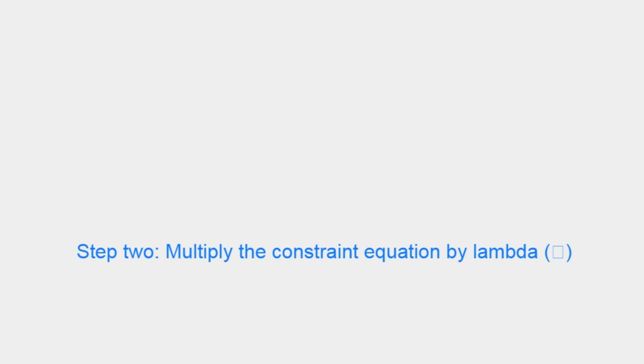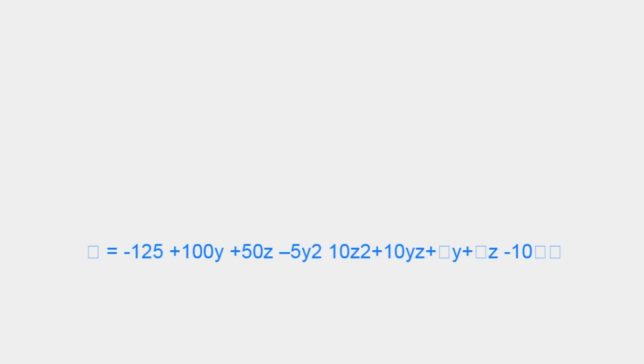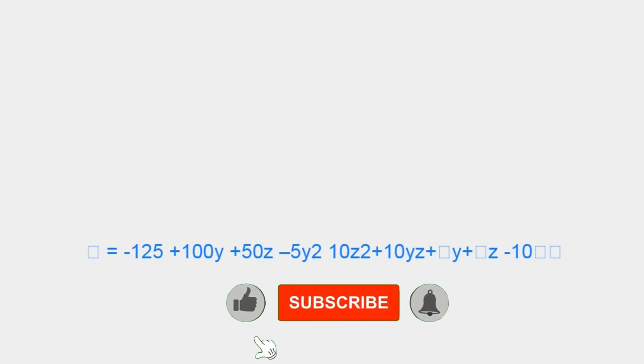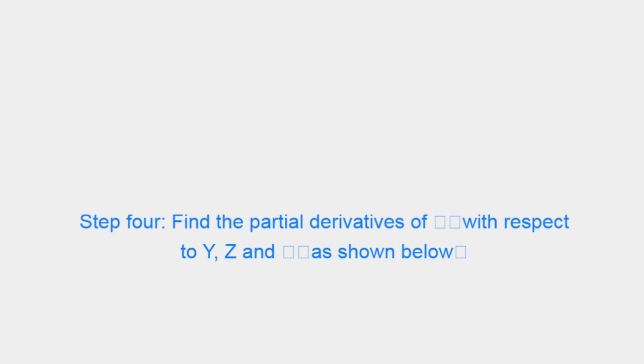Step 2. Multiply the constrained equation by lambda: λy plus λz minus 10. Step 3. Add the new function to the objective function. L equals negative 125 plus 100y plus 50z minus 5y² minus 10z² plus 10yz plus λ(y plus z minus 10).